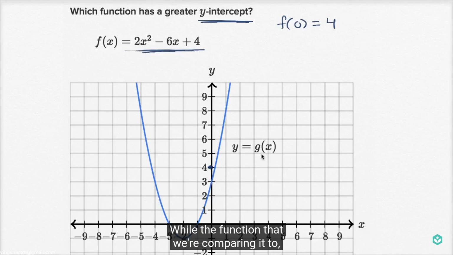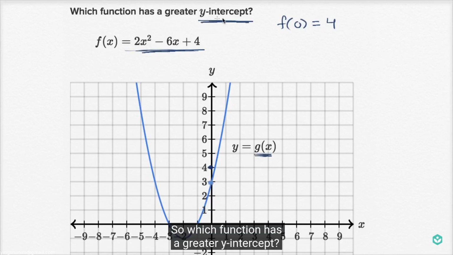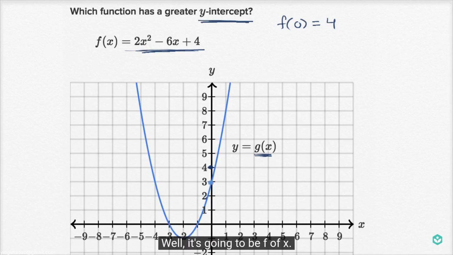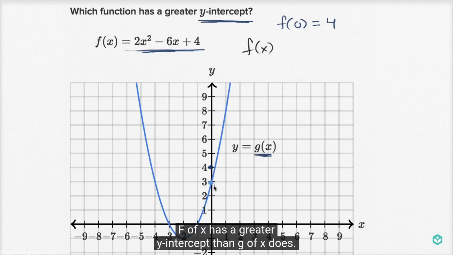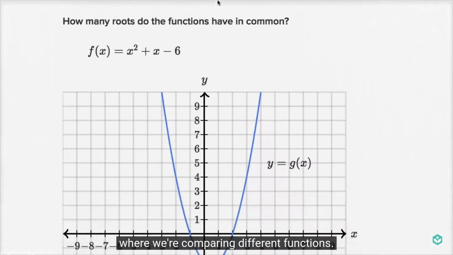While the function that we're comparing it to, g of x, we're looking at its graph, y is equal to g of x. Its y-intercept is right over here at y is equal to 3. So which function has a greater y-intercept? Well, it's going to be f of x. F of x has a greater y-intercept than g of x does. Let's do a few more of these where we're comparing different functions.